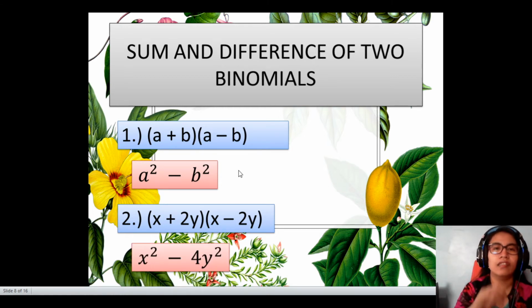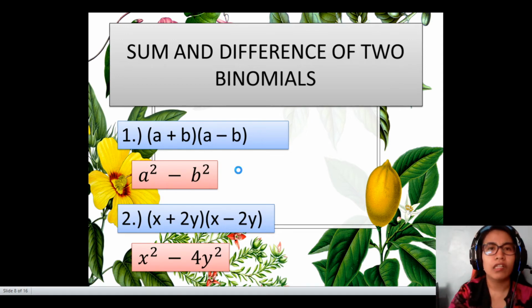So that's it. That's how simple our sum and difference of two binomials is.